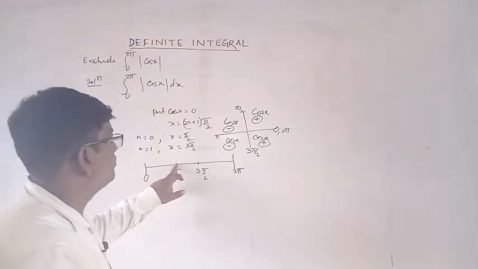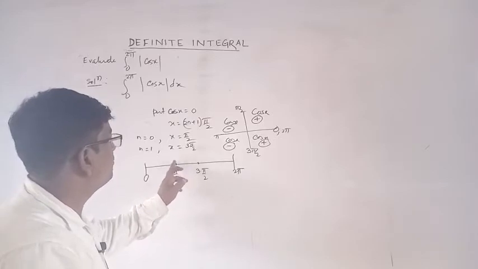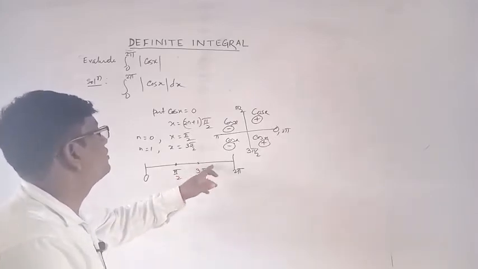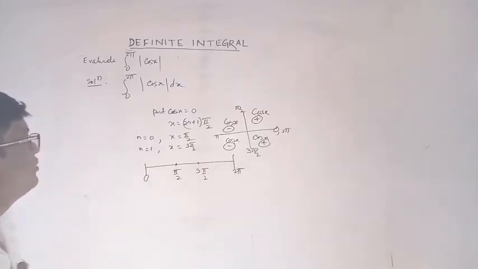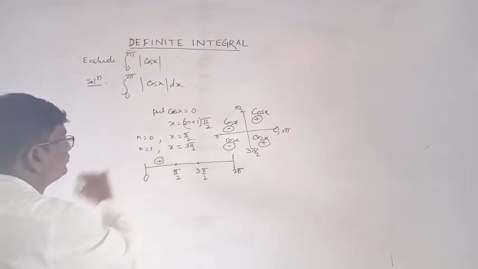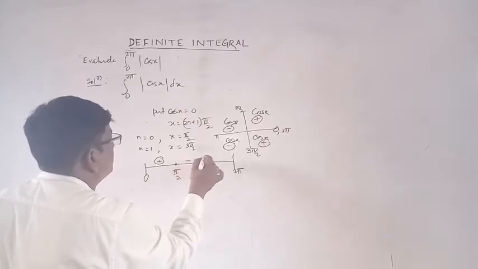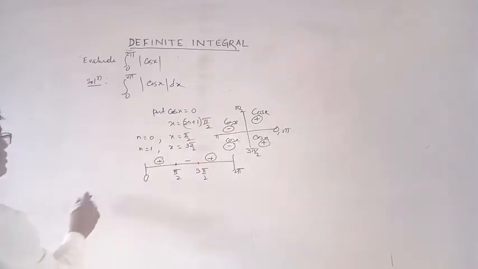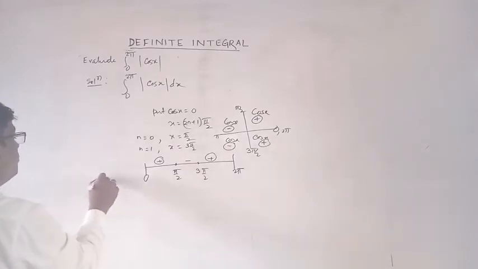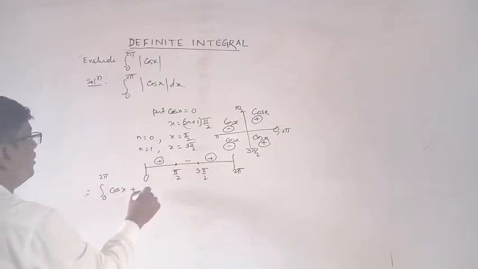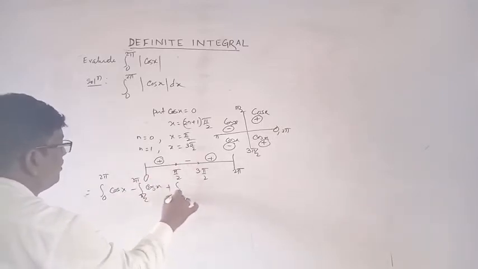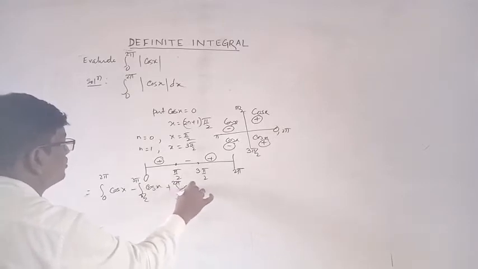So 0 to pi by 2, then pi by 2 to 3 pi by 2 has the same sign, and 3 pi by 2 to 2 pi again has a plus sign. So the intervals are plus, minus, and plus. So the integral is 0 to pi by 2 of cos x, minus the integral from pi by 2 to 3 pi by 2 of cos x, plus the integral from 3 pi by 2 to 2 pi of cos x.